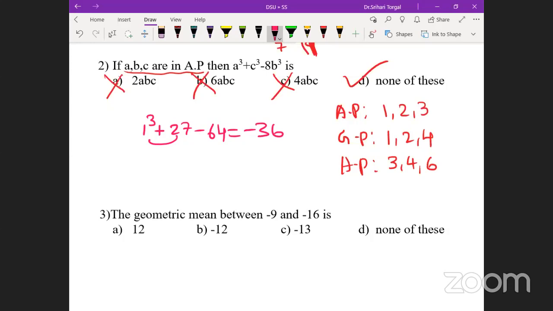Good. Now you substitute 1, 2, 3. Are you getting minus 36? Because it is a positive quantity, not possible. If I put 1, 2, 3, then also it is a positive quantity. So option D is the right answer. Minus 36 we cannot get here. Okay. Very easy method. Don't go for simplification.